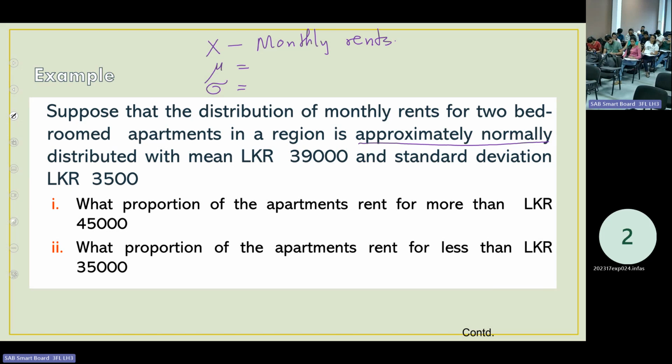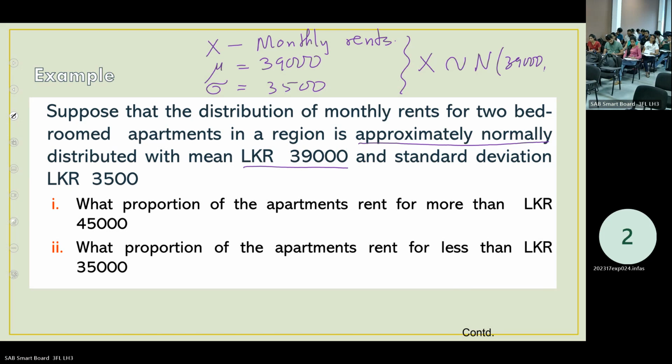So two parameters needed, mu and sigma. Have they given us? Mean given 39,000. Standard deviation given 3,500. And since it is given as normally distributed, or approximately normally distributed, we can put that notation. X follows normal, mean is 39,000, standard deviation 3,500. We write the square, so 3,500 squared.